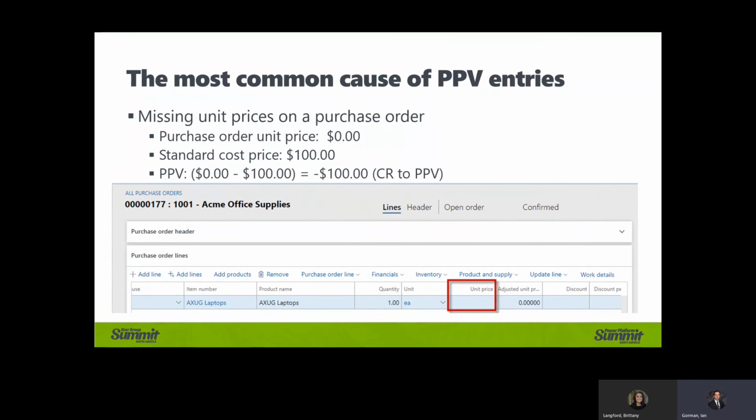So one of the most common causes of purchase price variance entries is a missing unit price on a purchase order. This happens more often than you think, and generally isn't caught until it's too late. But in this example, if the purchase order unit price comes in at $0 and there's a standard cost price of $100, then of course the calculation for purchase price variance is going to result in a negative $100 credit to PPV. This is rather simple to correct.